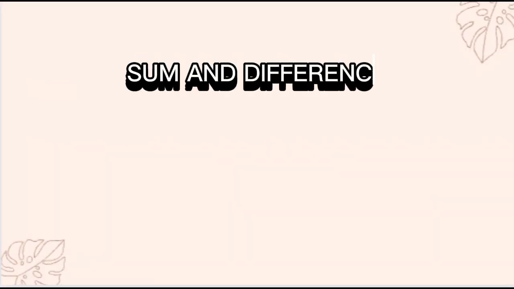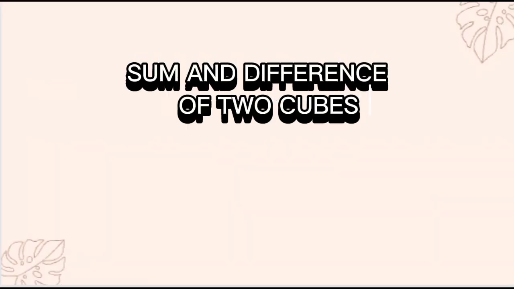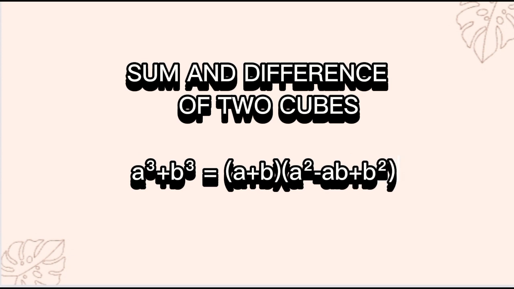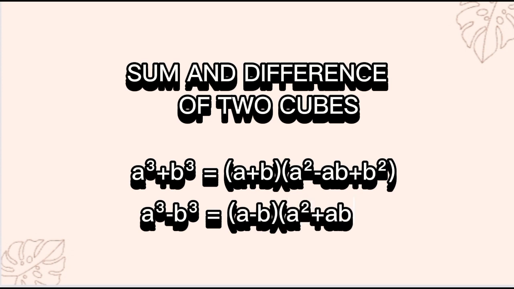Next is the formula of sum and difference of two cubes. So the first formula is a cubed plus b cubed is equal to the quantity a plus b times the quantity a squared minus ab plus b squared. And the second formula is a cubed minus b cubed is equal to the quantity a minus b times the quantity a squared plus ab plus b squared.